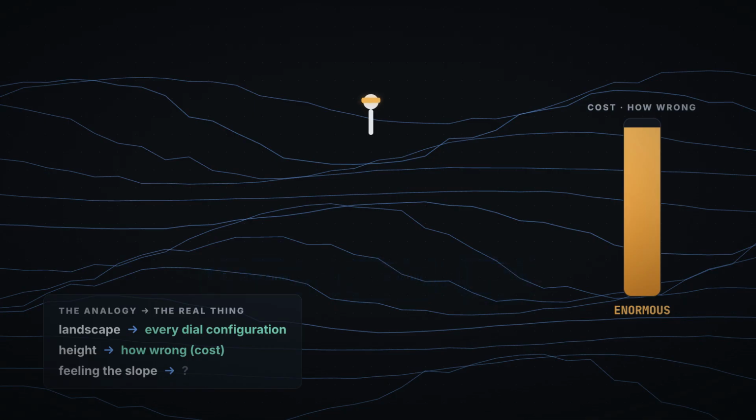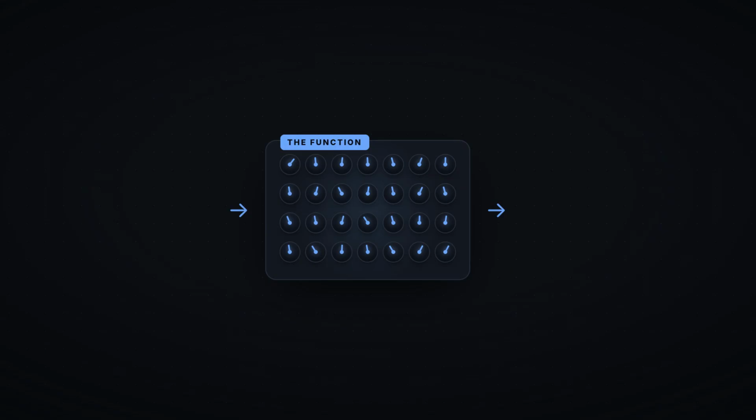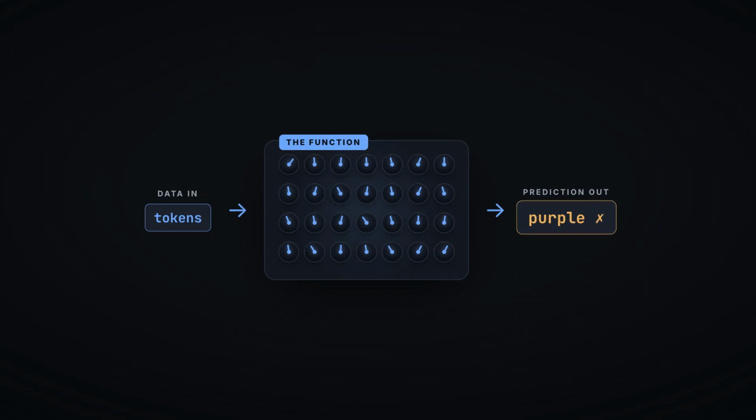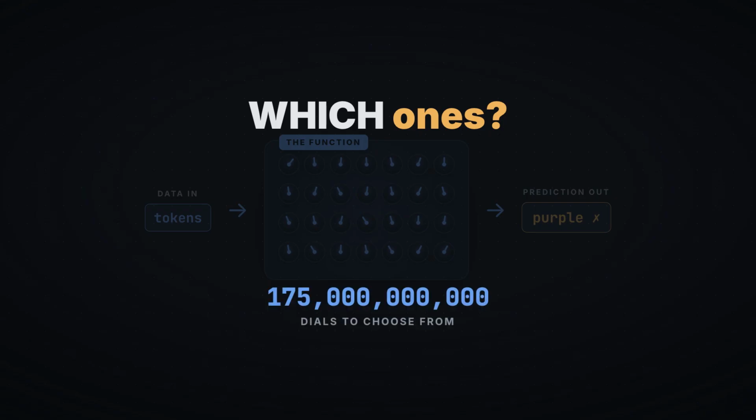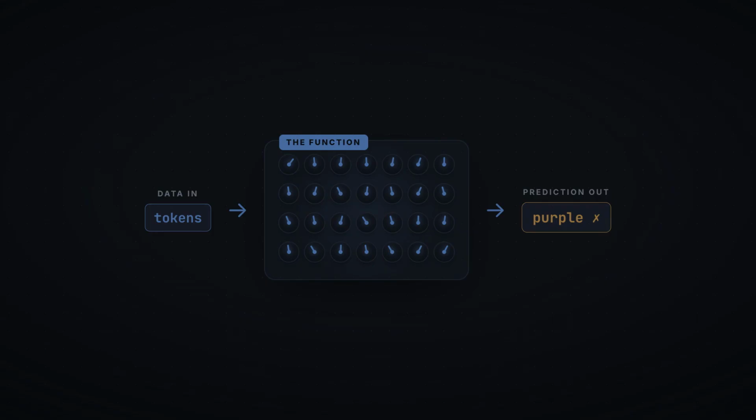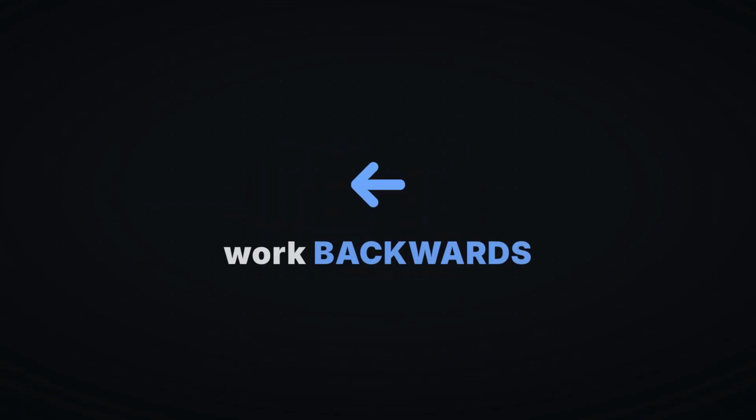Now, what does feeling the slope actually mean in practice? Well, remember, the model is like a massive factory. Data flows in one end, passes through billions of dials, and a prediction comes out the other end. Now, say the prediction is wrong. The model predicted purple when the answer was matte. You need to figure out which dials to adjust. But there are 175 billion of them. You can't just try each one individually and see what happens. So, instead, you work backwards.